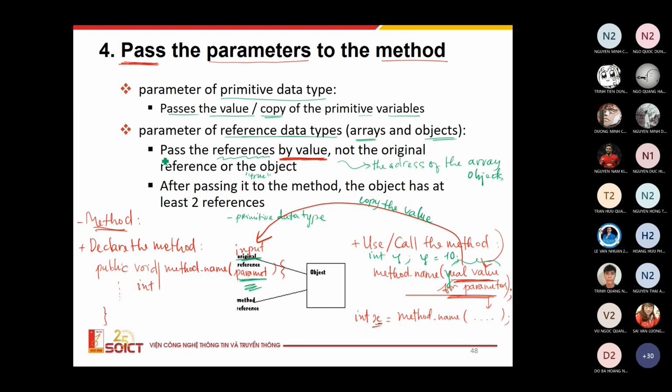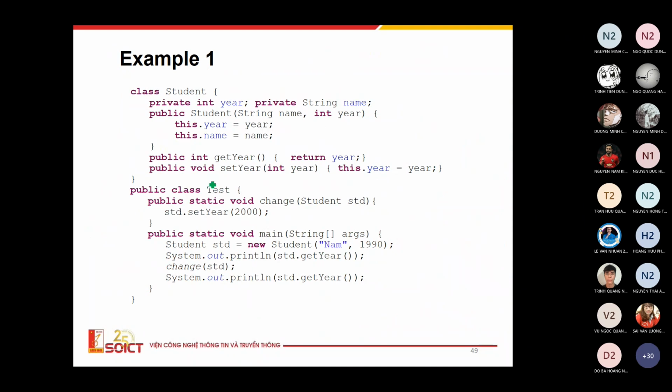So in Java you just keep in mind that they will pass the parameter by value to the method. And here you can see one sentence: after passing it to the method, the object will have at least 2 references. Why can I say this? And how to remember the way to pass the parameter to the method, I will demonstrate to you in the next example. Okay, so let's see this example.